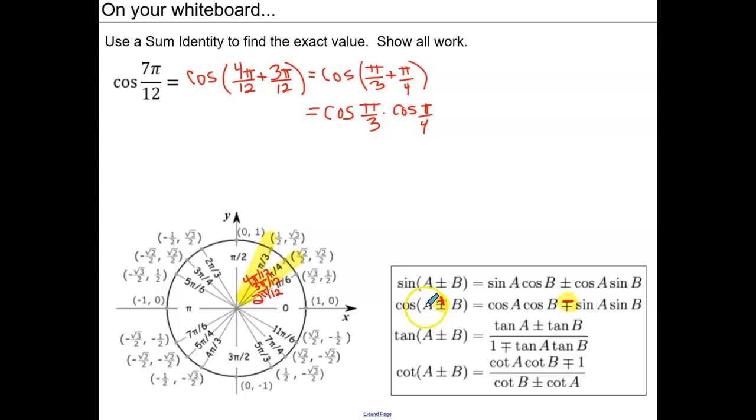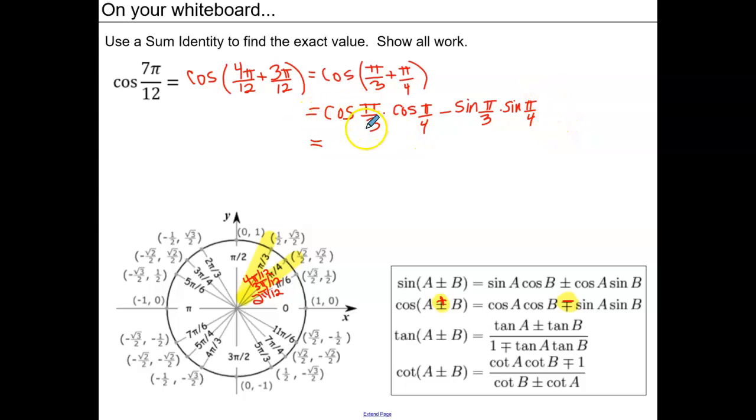So the cosine of the quantity A plus B is equal to the cosine of A times the cosine of B, then minus the sine of A, and our angle A is pi over 3, times the sine of B, and our angle B is pi over 4. Okay, so in that step, we used the sum identity for cosine. Now we're going to substitute in the values for each of these trig expressions.